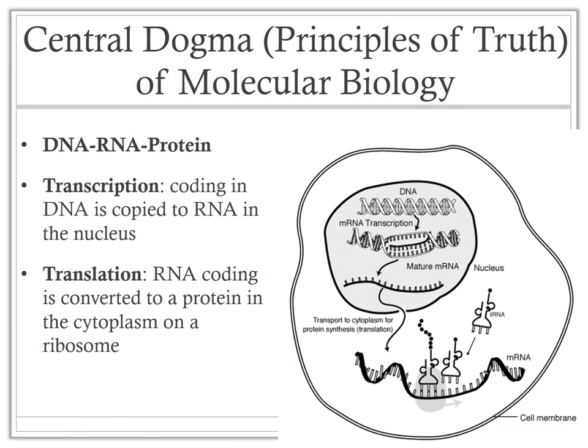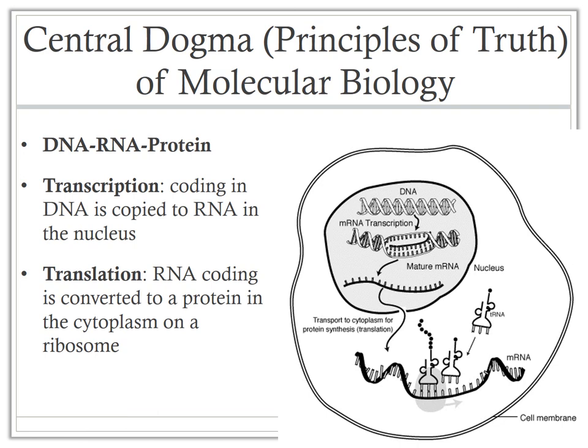Transcription and translation is often called the central dogma of molecular biology. Dogma is the set of principles of truth. And so tonight when we discuss transcription and translation, these processes will show us how DNA, the blueprints of the cell and the organism, will be used to create RNA and then later the protein. And so this is how these blueprints are used to make building blocks that make the cell.